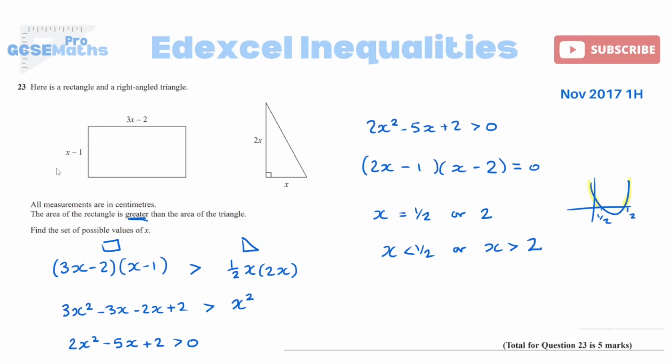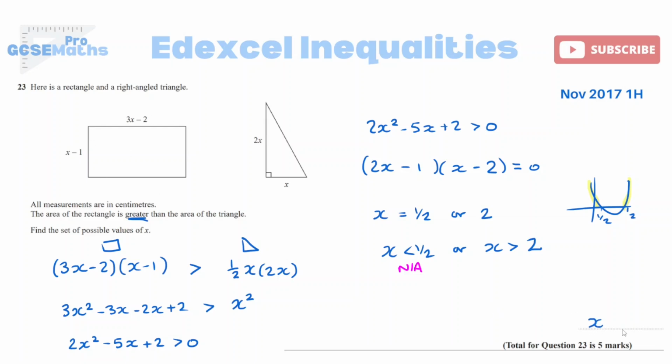If we then look over here at the rectangle, x minus 1, if you subbed in a half, 1/2 minus 1 is negative 1/2. And it's saying either that or less than that. That would be negative, guaranteed, and then even more negative, wouldn't it? The same as if you were to sub it in up here. So in this case, because of the context, I would say that this one, x is less than a half, is invalid. We couldn't have a shape that has a negative side length.